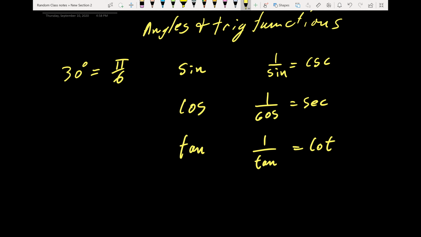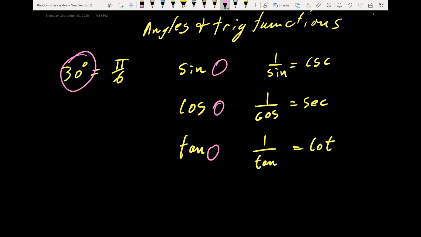Now, how do we incorporate the angles into these functions? And we want to do all these problems without using calculators. That's what we'll be looking at. If you have questions, raise your hand, okay?